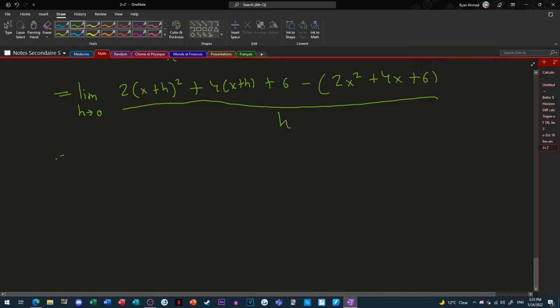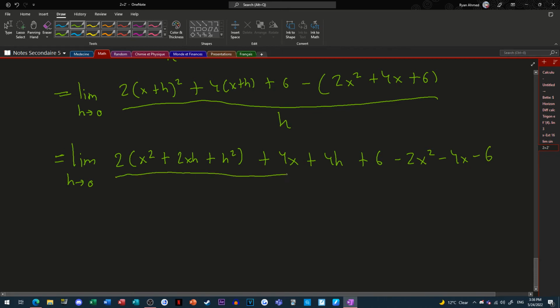All right, so let's continue. This is equal to the limit, and don't forget to write it every single time, the limit as h approaches 0 of, now I'm going to be developing this: 2, and then in parentheses x plus h squared is x squared plus 2xh plus h squared. You have to remember your 10th and 11th grade factorization methods. This is just basic factorization from high school. Plus 4, now I'm distributing the 4, plus 4x plus 4h plus 6. Now I have minus this whole thing, which makes the minus sign distribute into each term, so everything here becomes negative. So this is going to be minus 2x squared minus 4x minus 6, and all this is going to be over h.